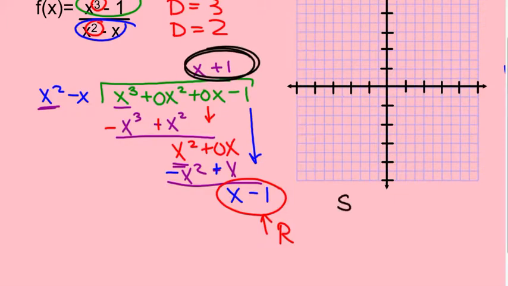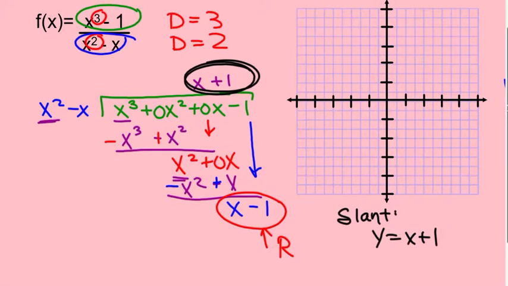So the slant is at y equals x plus 1. So to graph it, the y-intercept is 1, the slope is 1. Here's what the slant would look like.